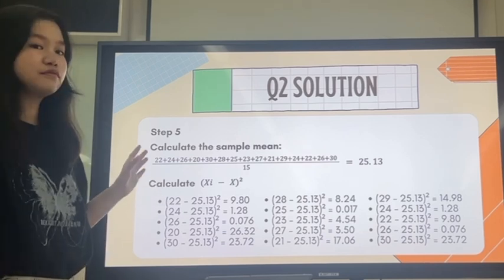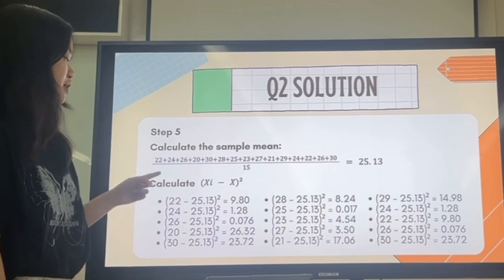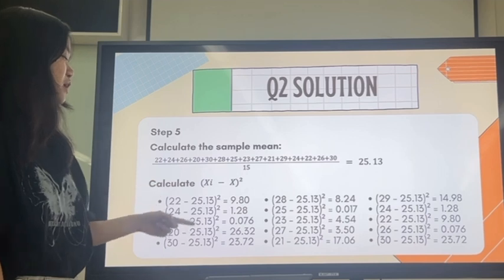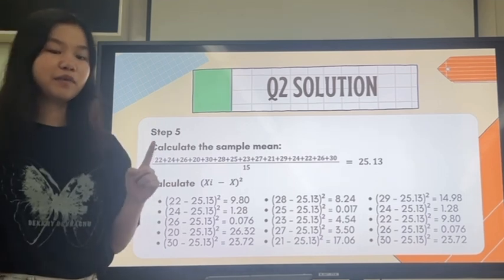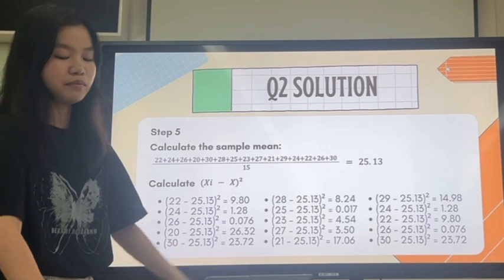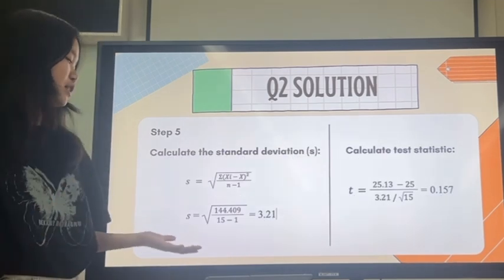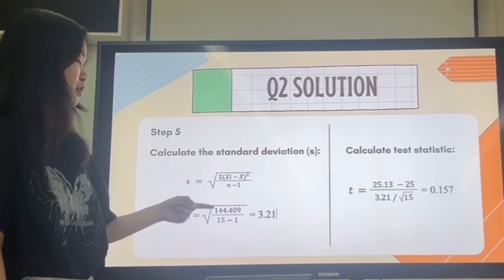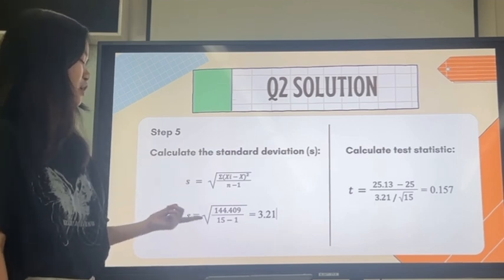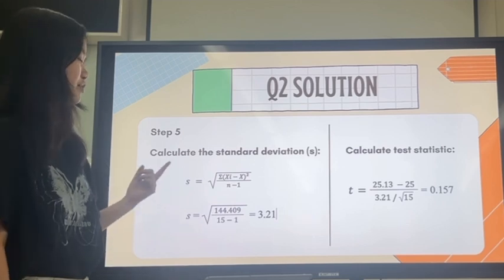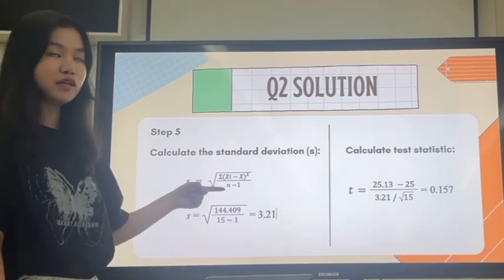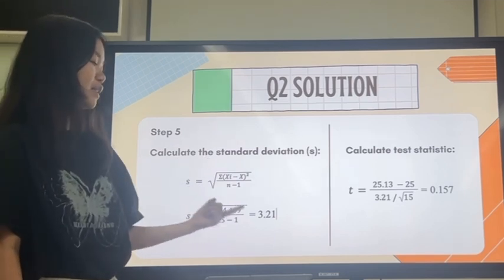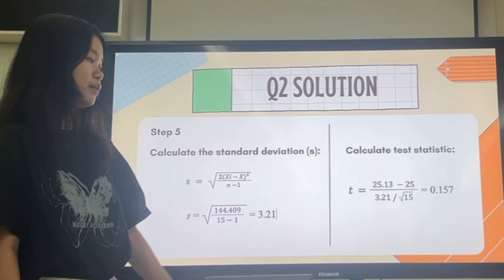And the first step is to subtract each of the data by the mean and power it by 2, and then we get all of these numbers. Then we total it and put it in the standard deviation formula, which is 144.409 divided by 15, which is the sample size of the data, and then subtract it by 1, and then we get the standard deviation, which is 3.21.